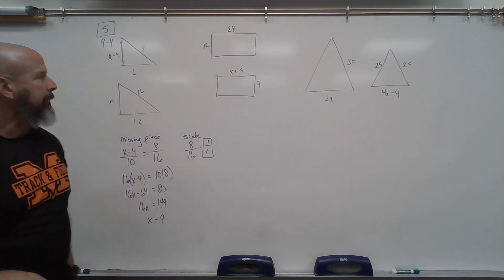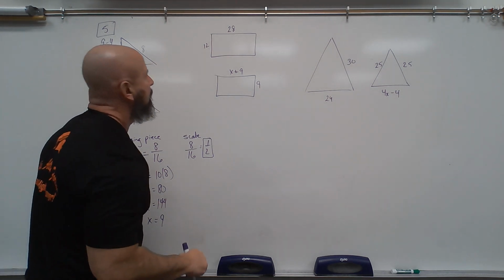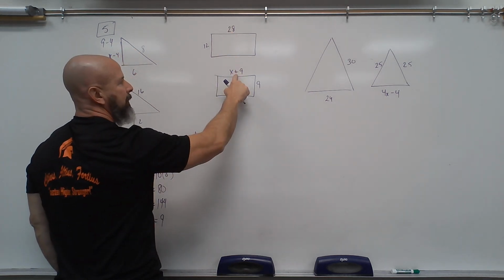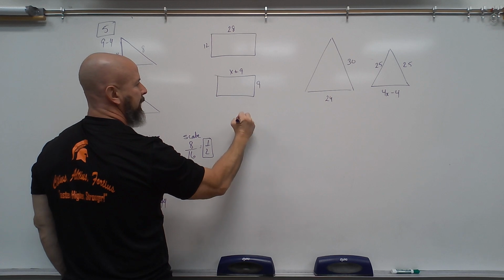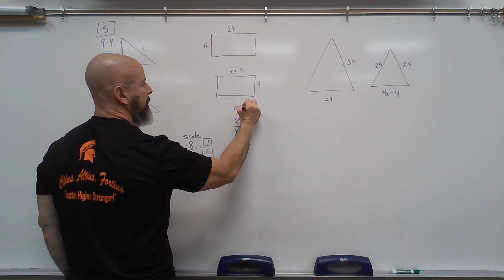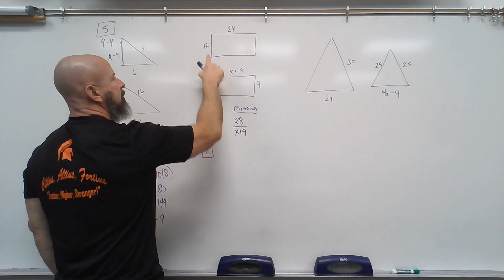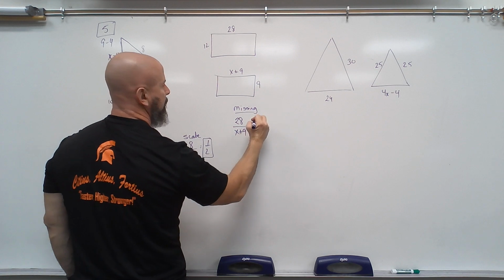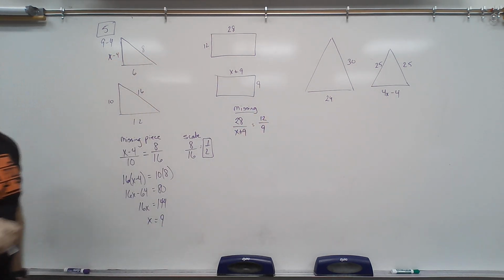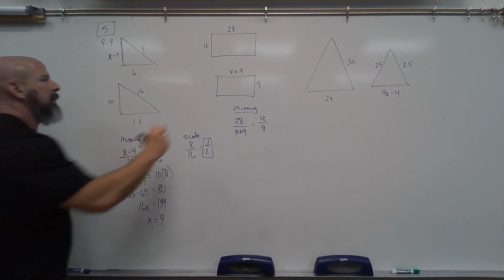Second pairing, which would actually be number 16 on your paper. 28 matches up with x plus 9. So I'm going to go 28 over x plus 9. Work on that missing. And then 12 matches up with 9. There's those corresponding pieces. So when I'm saying matches up, I'm referring to a corresponding.